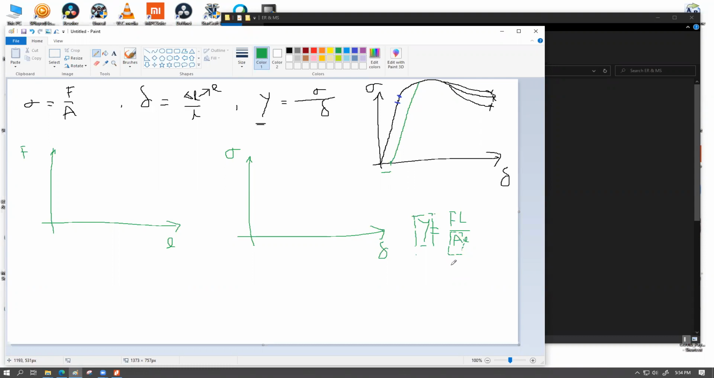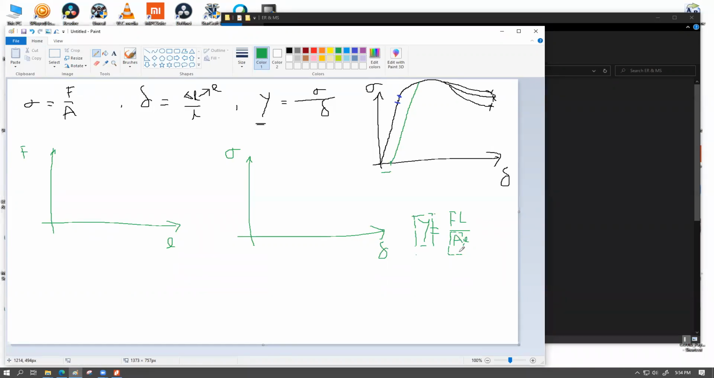Considering the initial cross-sectional area of the specimen to remain intact is somewhat like considering air resistance to be negligible or stuff like that. But air resistance is actually not negligible. If you're moving through air, it is always present, more or less. So cross-sectional area does get changed.